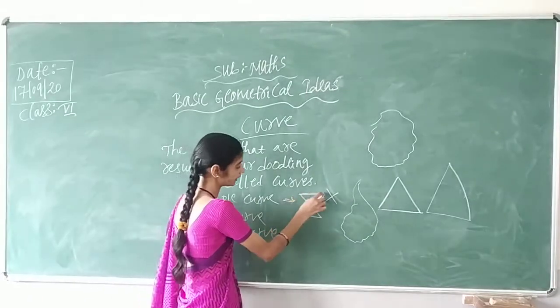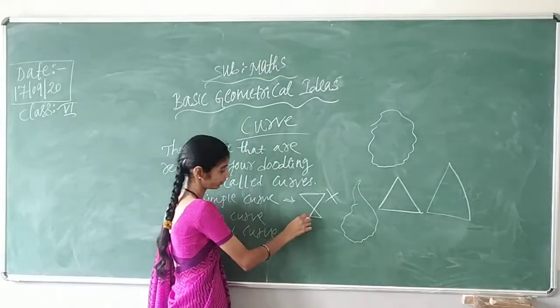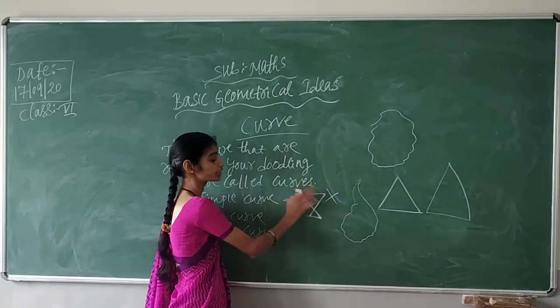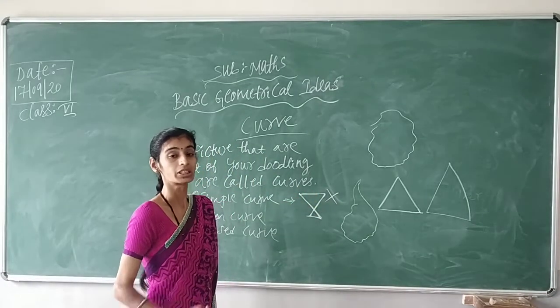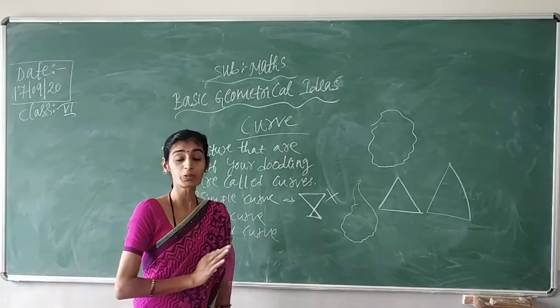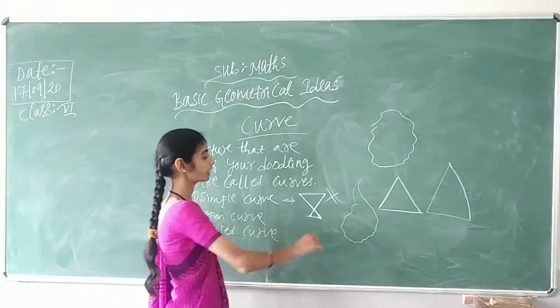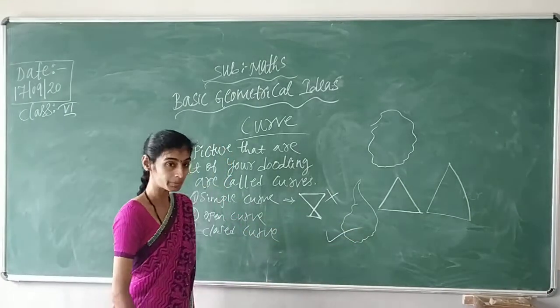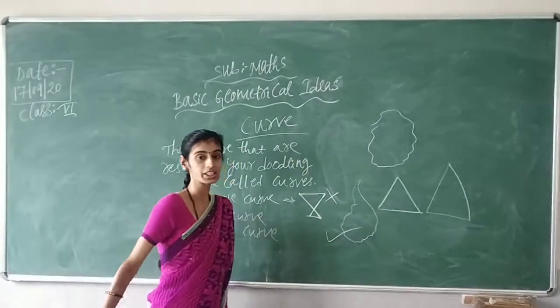Because you all can see here, this first line is crossing the second line. It means this is not a simple curve. Simple curves are the curves which will not cross each other. Like this, you can take the example of a simple curve. Why? Because they are not crossing each other.